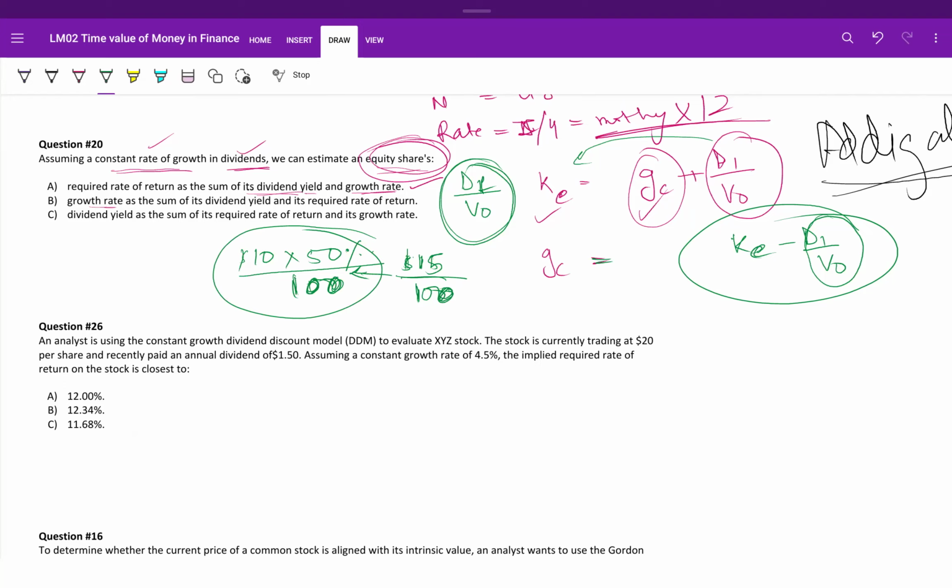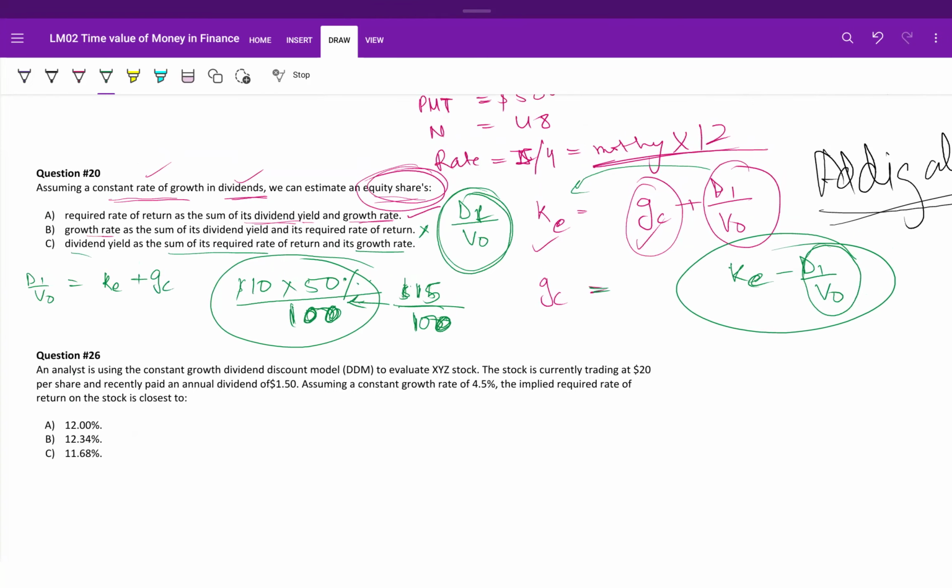The third option is dividend yield, D1 divided by V0, as the sum of required return KE and its growth rate GC. If I move the formula here, this is again going to give me G equals D1 divided by V0, which gives a similar result, KE minus GC. In that case also, we are eliminating option C.